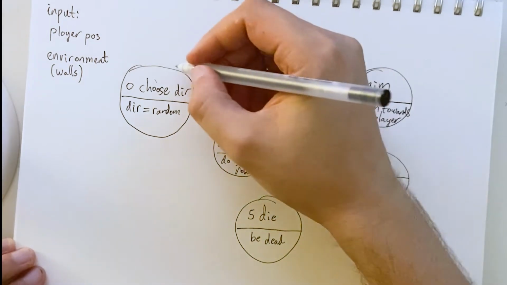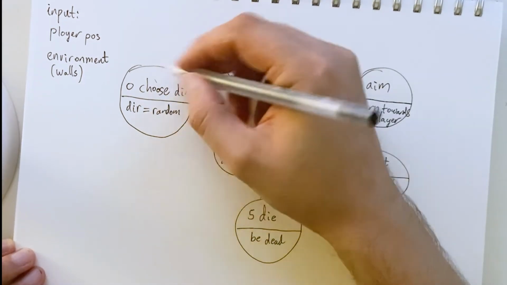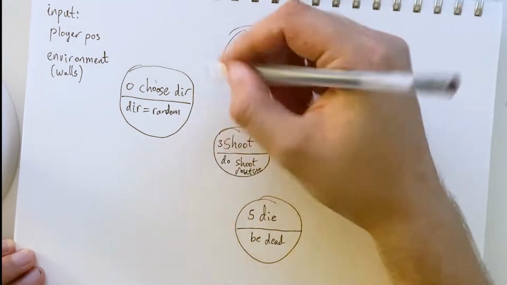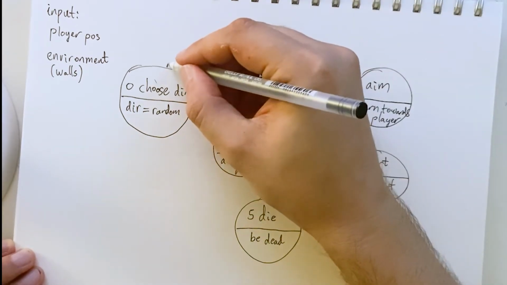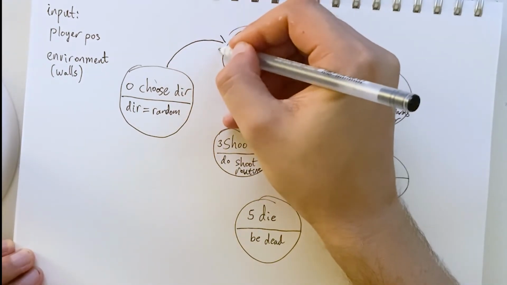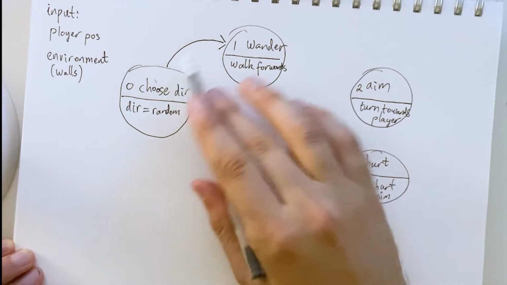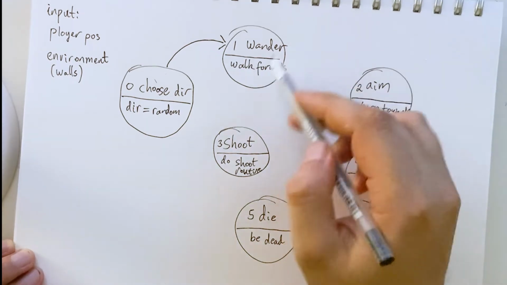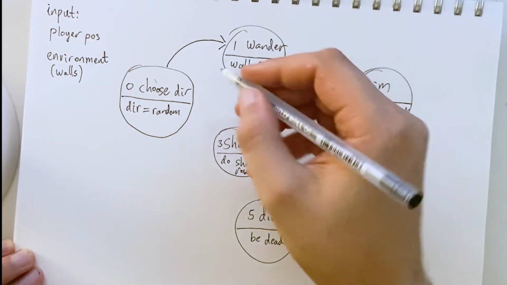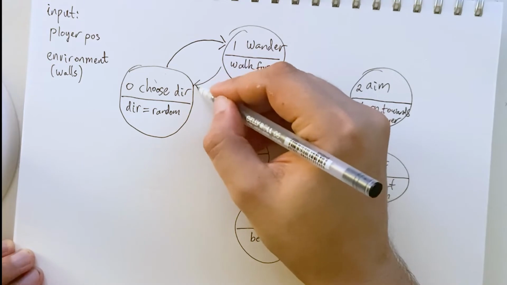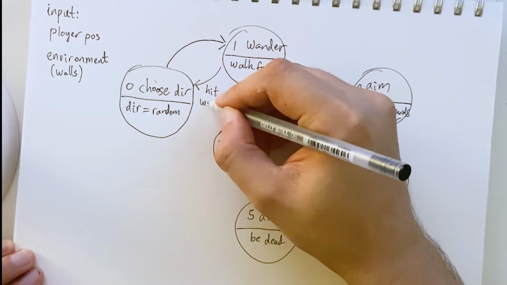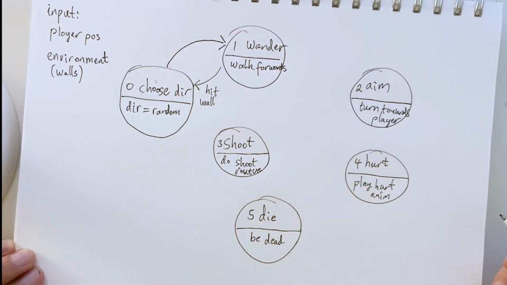So if our current state is choose direction, then in our behavior, in our output logic, we choose a random direction, and then we transition into the wander state. Okay, so there's no condition there. We just choose a random direction and go straight away. Okay, now what about going from wandering to choosing a direction? I guess we could say do that if we've hit a wall. Or maybe if we've walked a certain distance or something, we could do that as well.